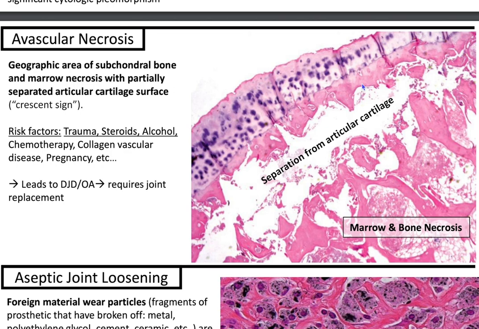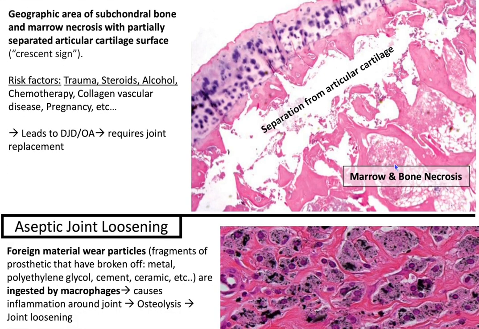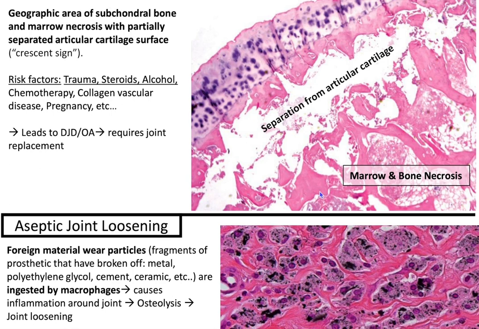It was honed in from medical school, but the risk factors are trauma, steroids, alcohol, chemotherapy, collagen vascular disease, pregnancy, and I believe sickle cell disease in kids too. If you do have this, it can lead to accelerated DJD and osteoarthritis, which would require a joint replacement. And here you can see marrow and bone necrosis. And you can see the lacunae, there are no cells in there.